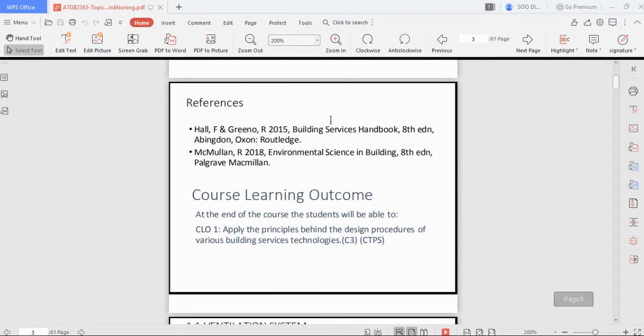So this is basically what you'll cover for ventilation. And this is your reference, which is Hall and Greeno, your building services book, and the notes here are taken from it. By the end of this course, you'll be able to apply the principle behind the design procedure of various building services technology. After you have been through this ventilation, you'll understand the principle behind it, how it works.